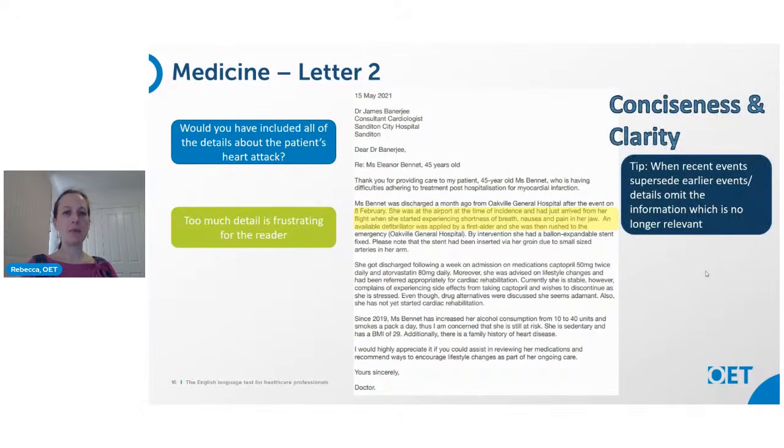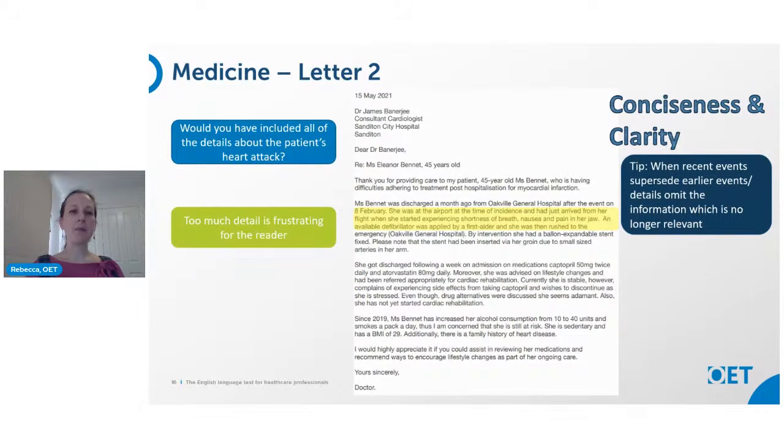And this is my tip for this criterion. While it is tempting to include all the details about a patient's medical event or injury, think about whether this information has any impact on the reader. If the patient has recovered or the current situation is not linked to that prior medical event or injury and has been superseded, it can be omitted from the letter without loss of detail for the reader.